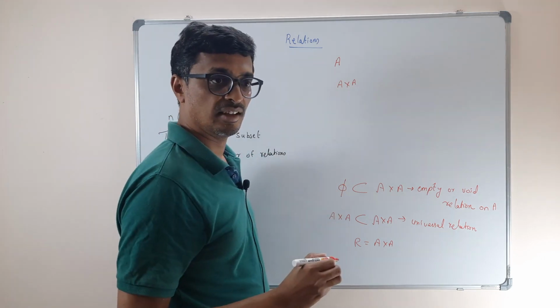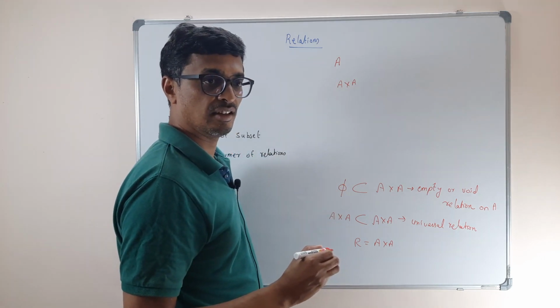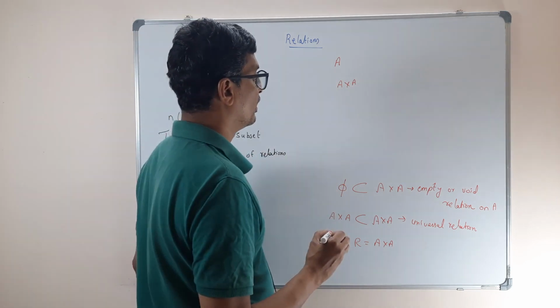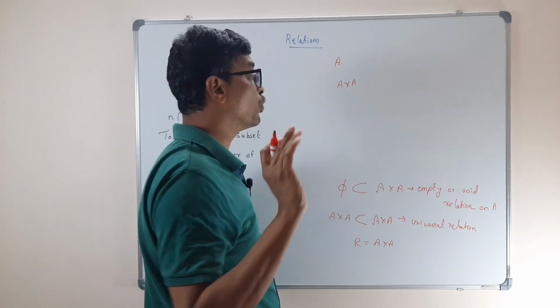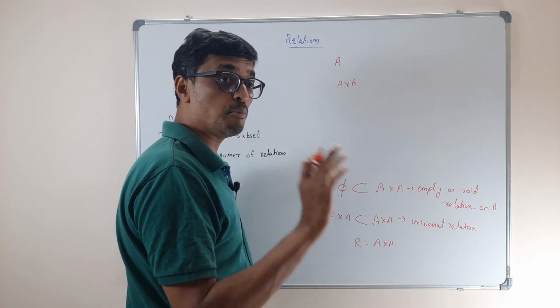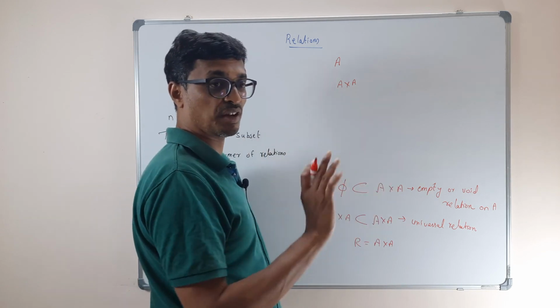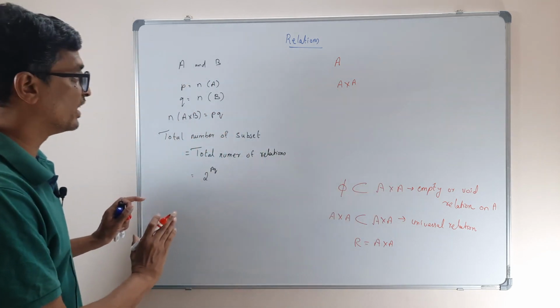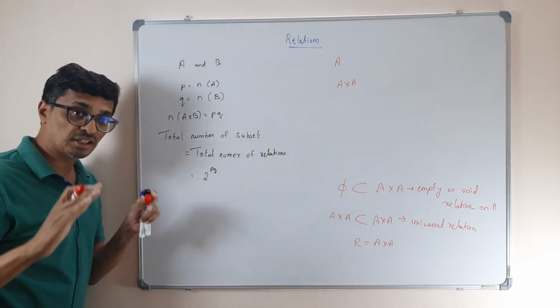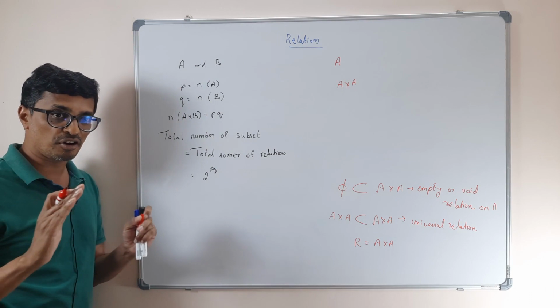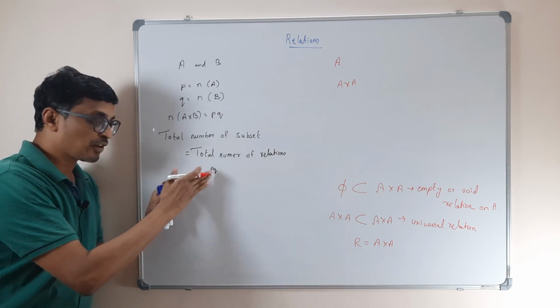And then A cross A. Listen, answer my question. I'm asking what is the total number of binary relations you can form? The same question: I'm giving you two sets A and B. What is the total number of relations you can form? It is 2 to the power of PQ.